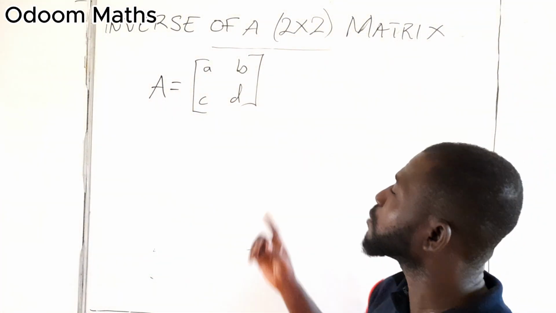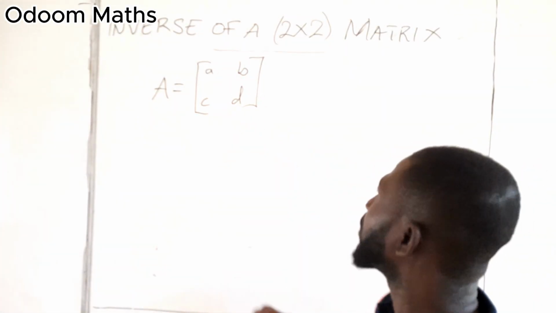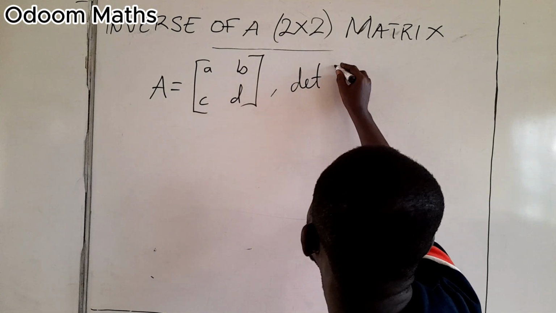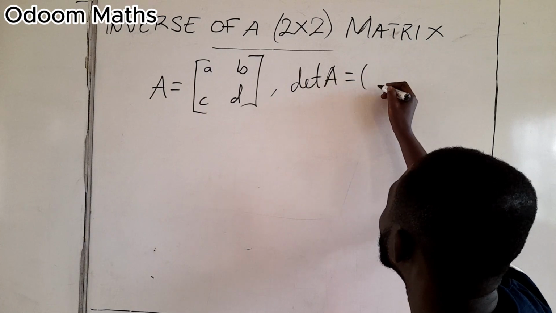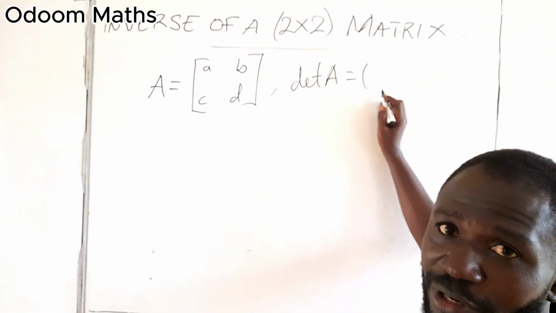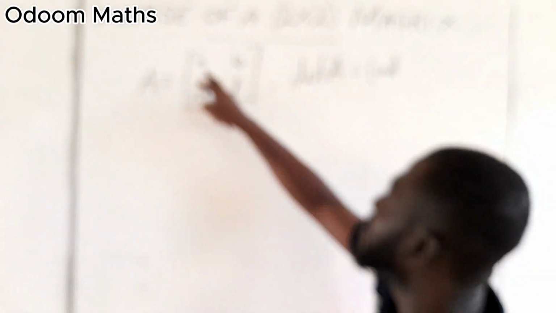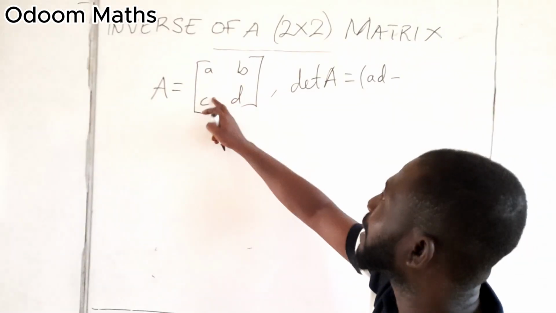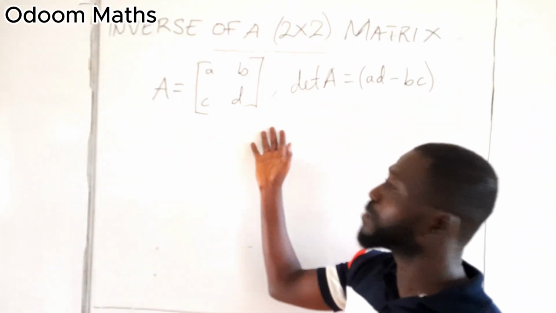First, we find the determinant of this matrix. The determinant of A becomes A times D. We did this earlier in the previous lesson. So that is AD, which multiplies the elements of the leading diagonal, minus the elements of the other diagonal, so minus BC. This is what we need to do first.